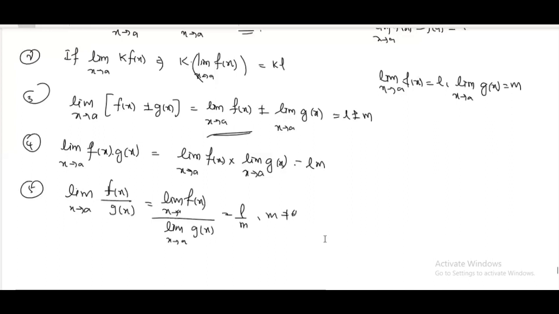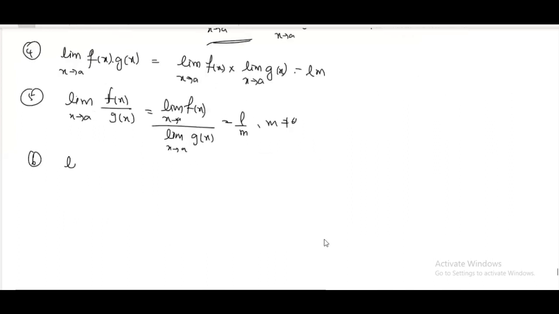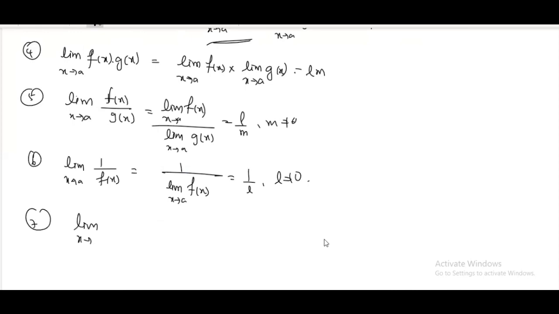Point number 6: limit x tends to a of 1 by f of x can be written as 1 by limit x tends to a of f of x, which is 1 by L, where L is not equal to 0. Next, point number 7: limit x tends to a of f of phi of x. To find the limit of this function, we can write f of limit x tends to a of phi of x, which is f of L.